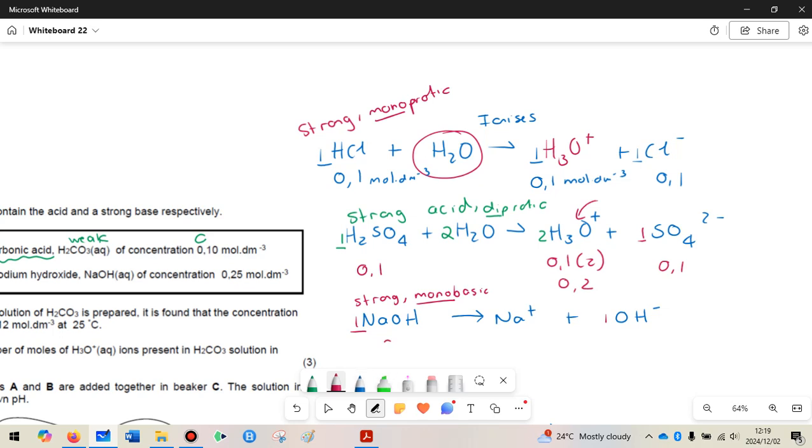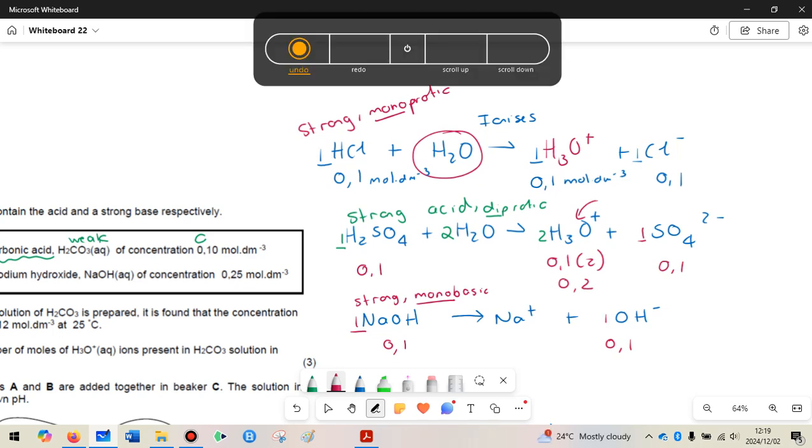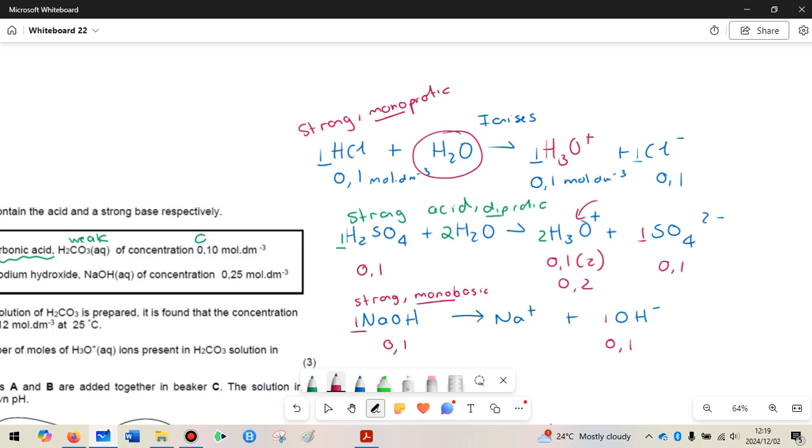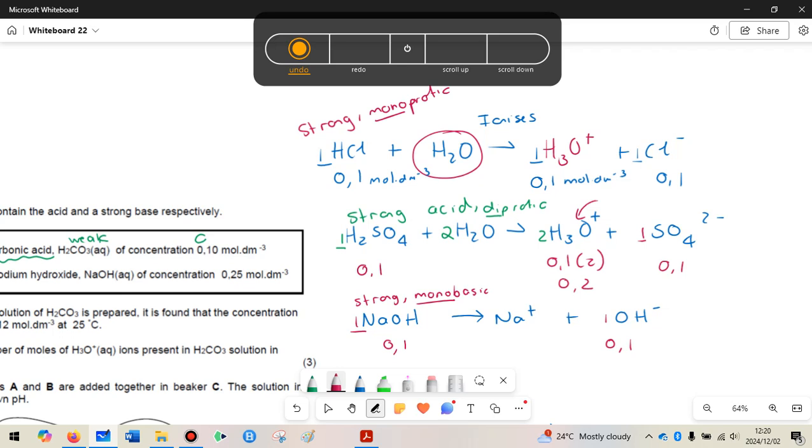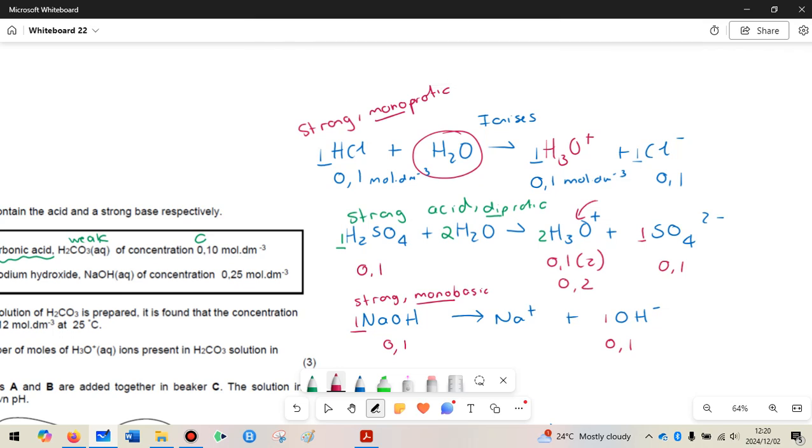So if I say the concentration of the sodium hydroxide is 0.1, then the concentration of the hydroxide is also 0.1 because it's strong and monobasic. If it had been a dibasic base, then it would be a 1 to 2 ratio with the hydroxide ions. Okay, so this is what it boils down to, you are able to predict the concentration of the hydroxides or the hydroniums when it comes to strong acids and bases. But you also need to look at if the acid or base is monoprotic or monobasic or diprotic or triprotic to be able to figure out the concentration of the base.